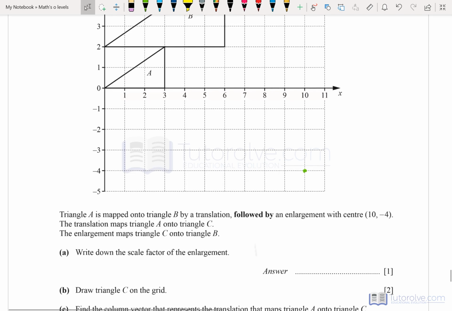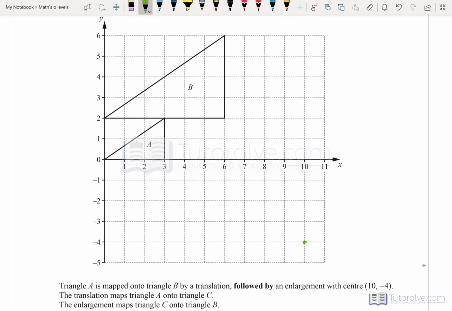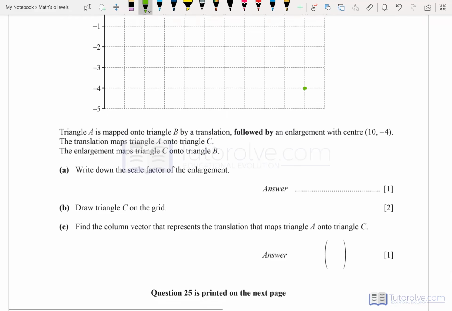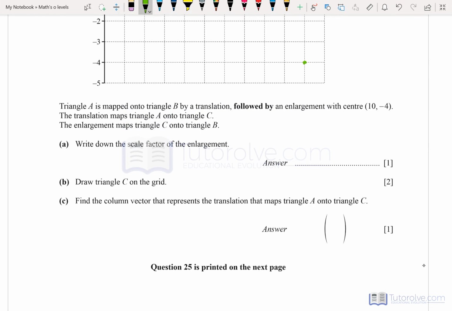Write down the scale factor of the enlargement. You could see if the original triangle has 3 sides here, this has 6. So 6 divided by 3 would give you 2. So your enlargement factor is 2.